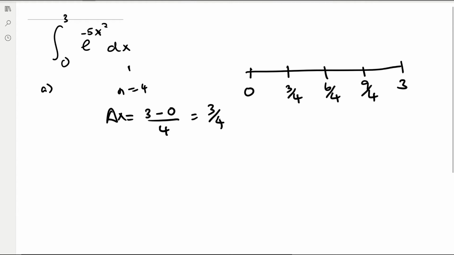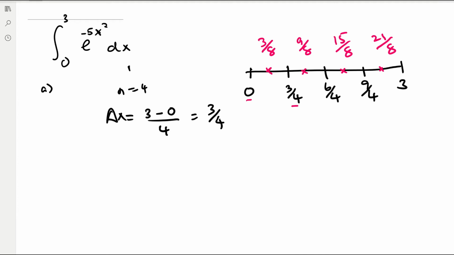For the midpoint rule, we need to find the midpoints. One way you can find the midpoints is to add the two endpoints and divide by 2. So here the midpoint is going to be 3 over 8. Then here the midpoint is going to be 9 over 8. Here the midpoint is going to be 15 over 8, and here the midpoint is going to be 21 over 8. I think my values are correct. So those are my midpoints.